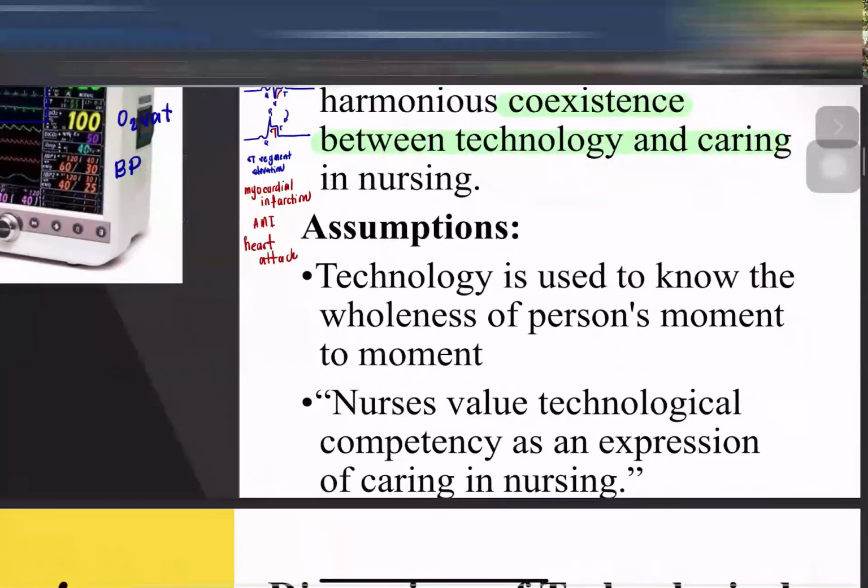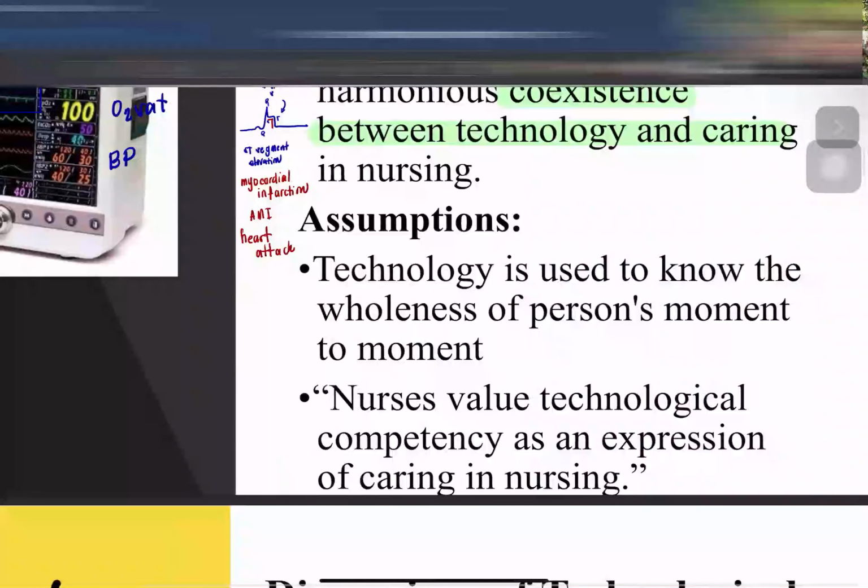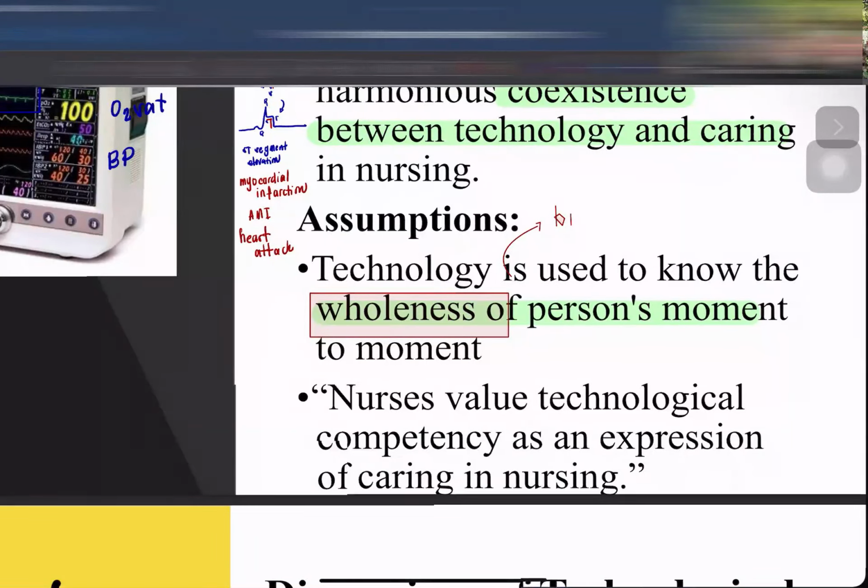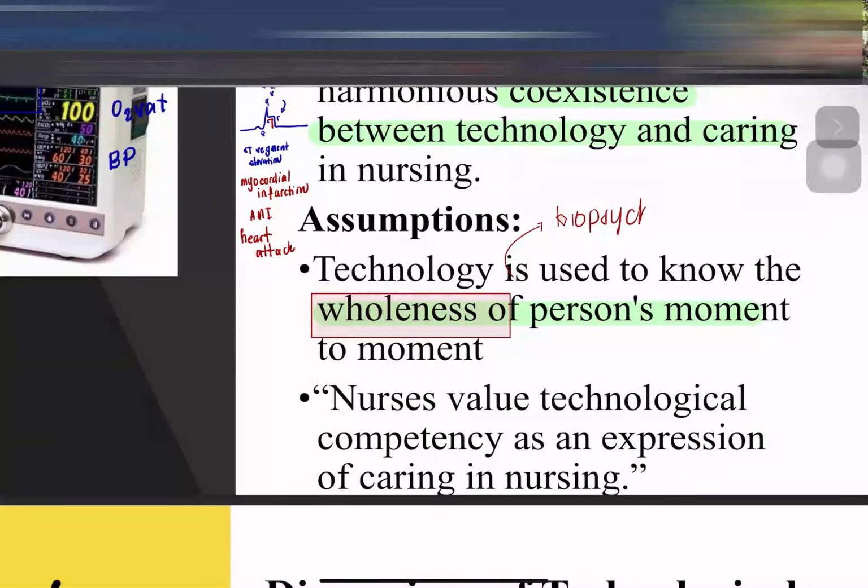Now look at this one. Technology is used to know the wholeness of a person moment to moment. The key word there that you might need to capture is the word wholeness. Tinitingnan po natin yung wholeness of the patient. When you talk about the wholeness of the patient, you look into that individual as a biopsychosocial being.